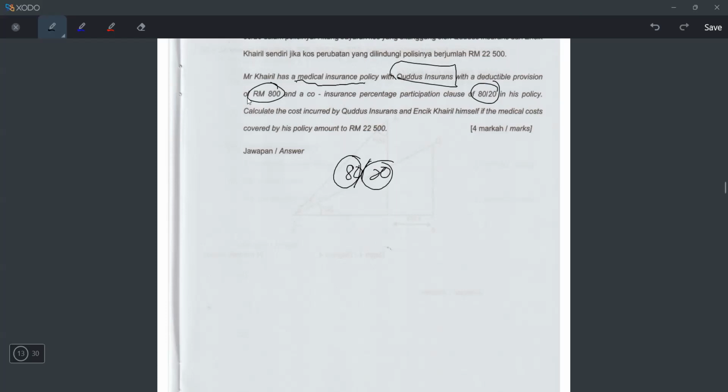Understand? Yeah lah, because takkanlah you cover lebih banyak. If you cover lebih banyak, then why do you buy insurance? Of course lah, the company covers more for you. So the bigger percentage is always for the insurance company.